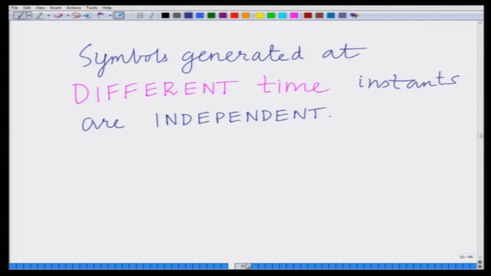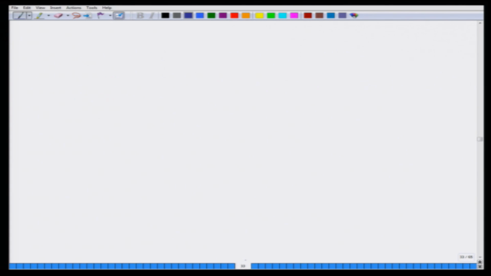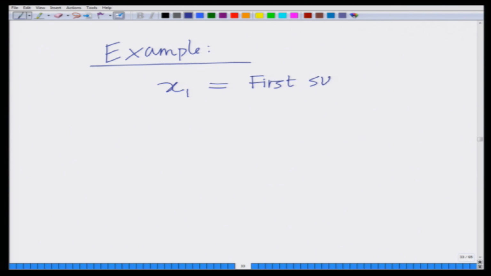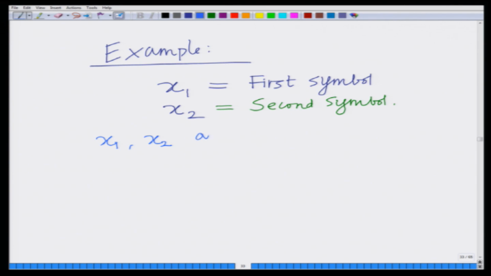For example, let x1 denote the first symbol that is generated at time instant 1, and let x2 denote the second symbol. Then x1, x2 are independent.